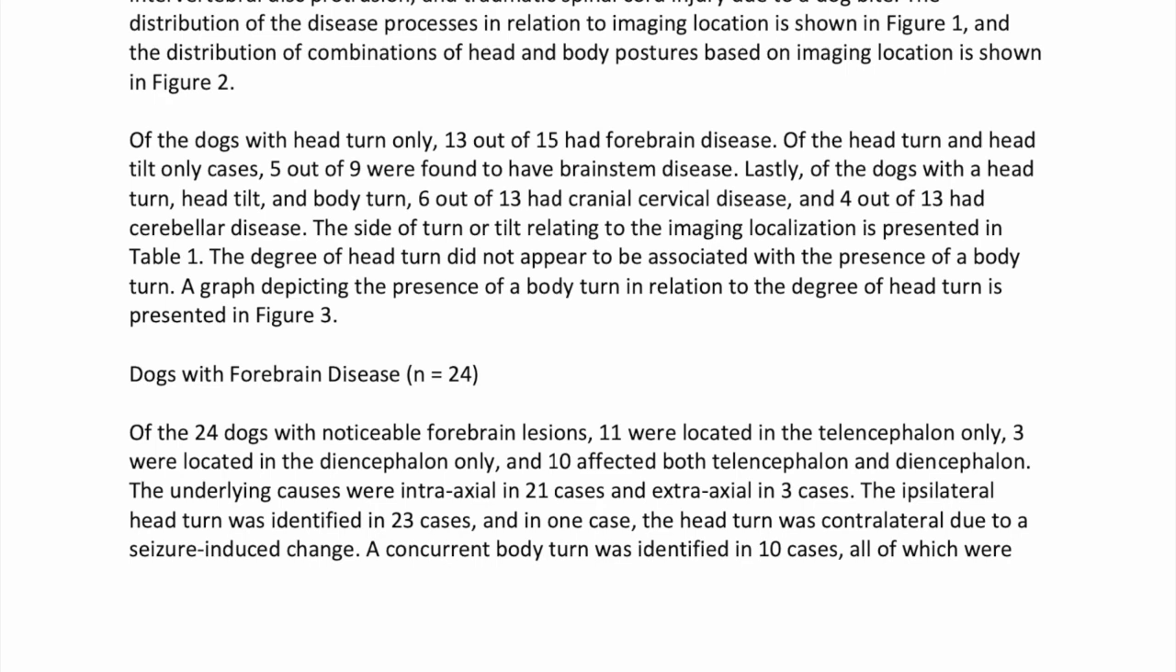Of the dogs with head turn only, 13 out of 15 had forebrain disease. Of the head turn and head tilt only cases, 5 out of 9 were found to have brainstem disease. Lastly, of the dogs with a head turn, head tilt, and body turn, 6 out of 13 had cranial cervical disease, and 4 out of 13 had cerebellar disease. The site of turn or tilt relating to the imaging localization is presented in Table 1. The degree of head turn did not appear to be associated with the presence of a body turn. A graph depicting the presence of a body turn in relation to the degree of head turn is presented in Figure 3.